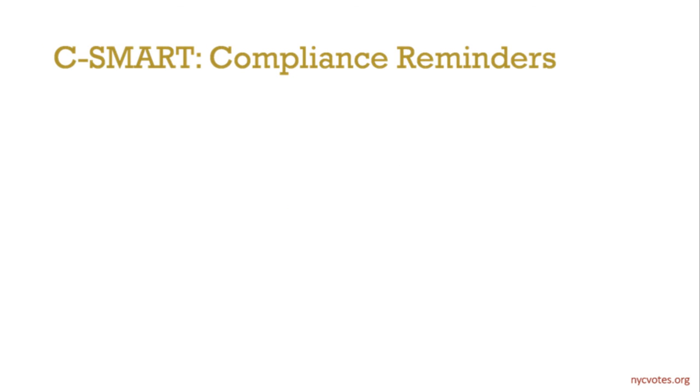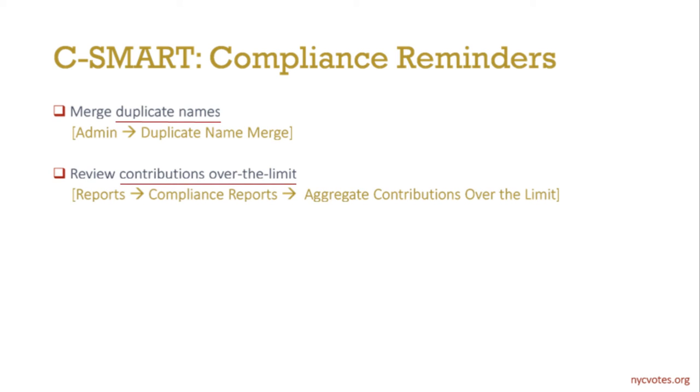Let's recap the steps you must take in CSmart to process contributions from NYC Votes Contribute. First, make sure to merge any duplicate name records. Duplicate name records can lead to over-the-limit contributions. If you don't catch over-the-limit contributions within the same disclosure period, it is a violation subject to penalty. Review for any over-the-limit contributions. After merging name records, go to the Reports menu, select Compliance Reports, and then select Aggregate Contributions over the limit. Make any necessary refunds using a bank or certified check.